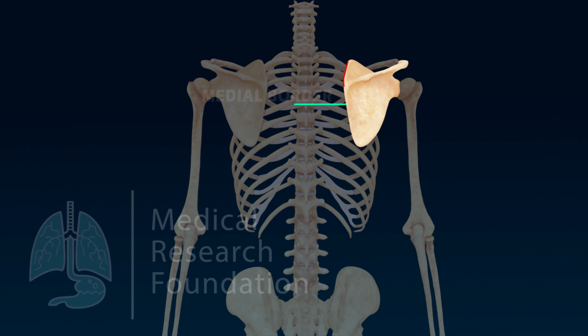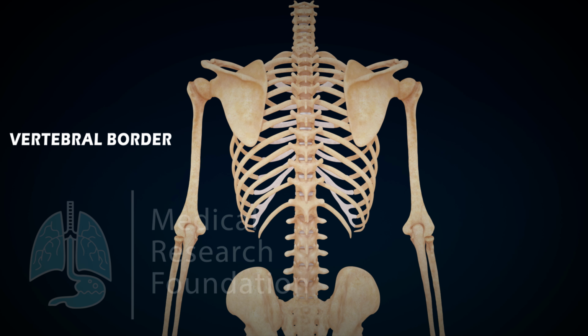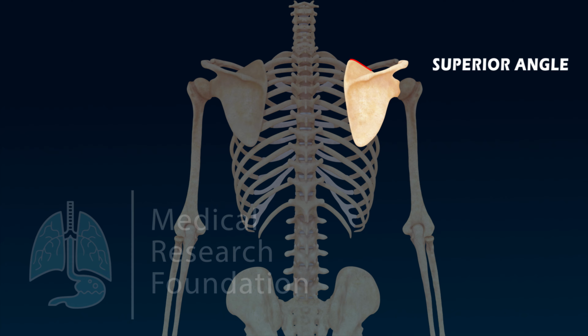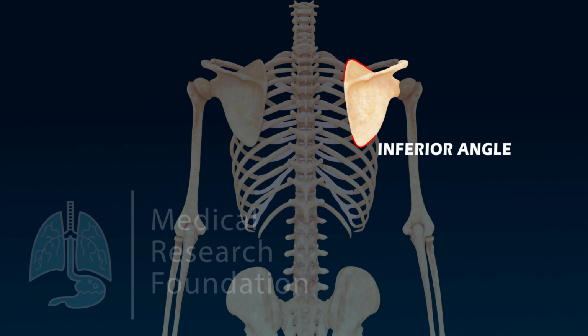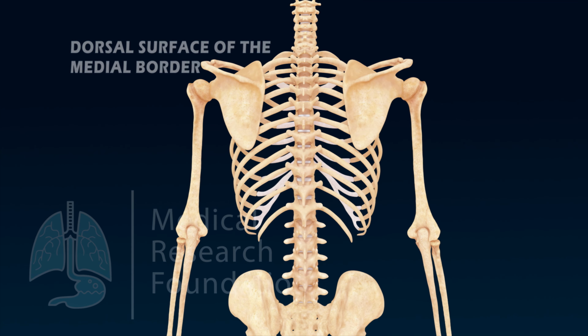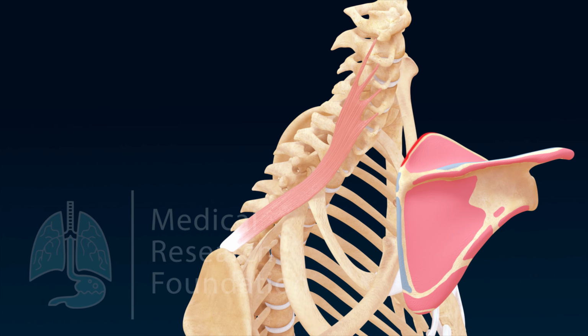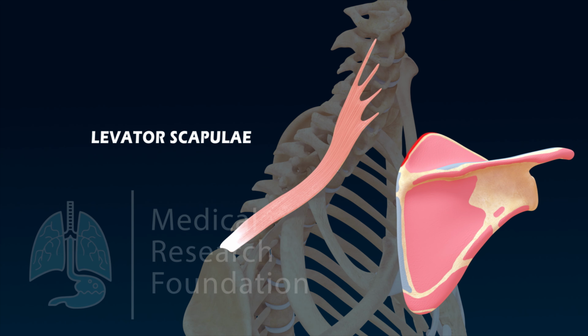Medial border, also called vertebral border, extends from superior angle to inferior angle. The dorsal surface of the medial border gives attachment to levator scapulae, from the superior angle to the apex of spine. Rhomboideus minor is attached opposite to the apex. Below the apex of the spine, it gives attachment to rhomboideus major.